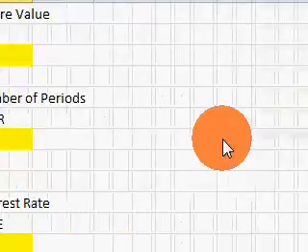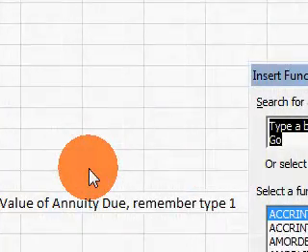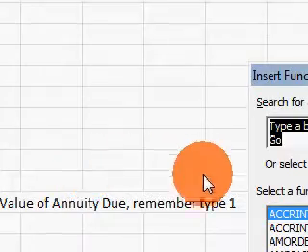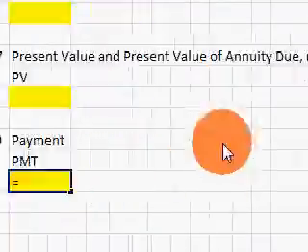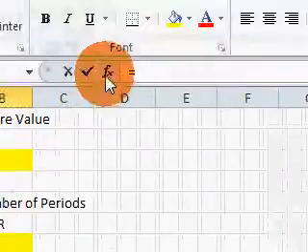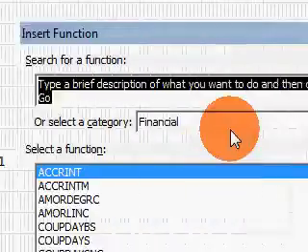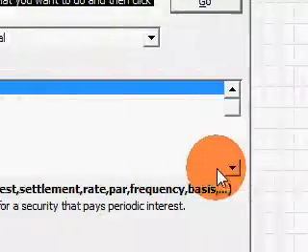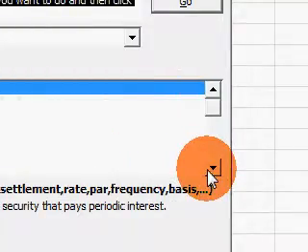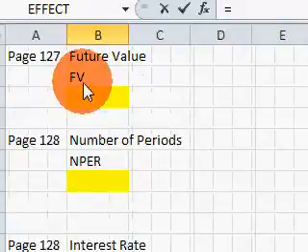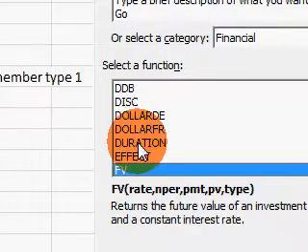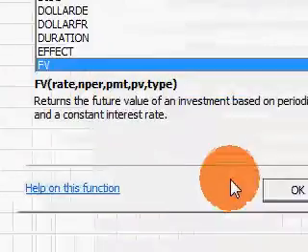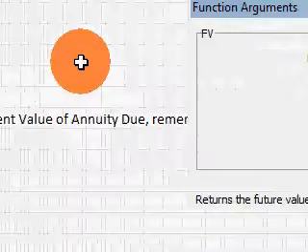The main idea here is, as I know 4 out of the 5 values I can solve for that 5th value, whether it's future value, number of periods, rate, present value, or payment. But once I click on that f of x, I'm going to go over to financial, and we're going to do the first one on page 127, which is a future value problem. So I'm going to click in here. If I type the letter F, it should bring me right to it. So here's future value. I'm going to click on OK.